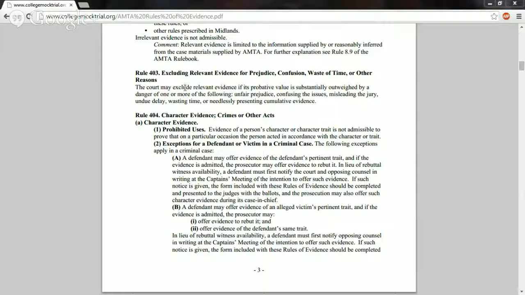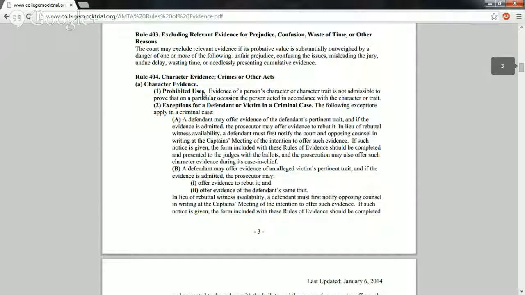Rule 403 says excluding relevant evidence for prejudice, confusion, waste of time, or other reasons. So even if evidence is relevant, it can be excluded for one of these reasons that are closely tied to relevance, but aren't relevance explicitly. The court may exclude relevant evidence if its probative value is substantially outweighed by a danger of one or more of the following. We're going to be focusing on: unfair prejudice, confusing the issues, misleading the jury, undue delay, wasting time, or needlessly presenting cumulative evidence.